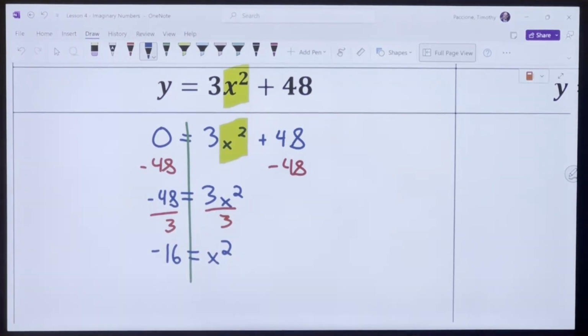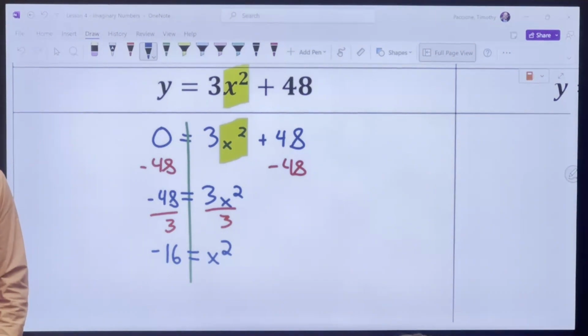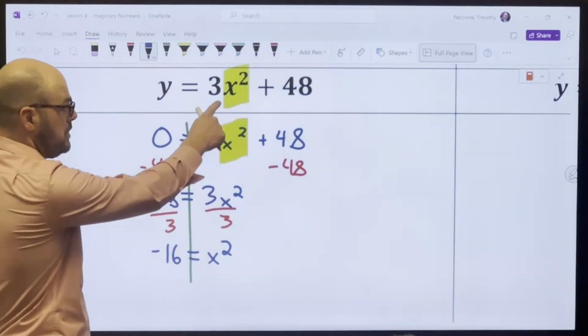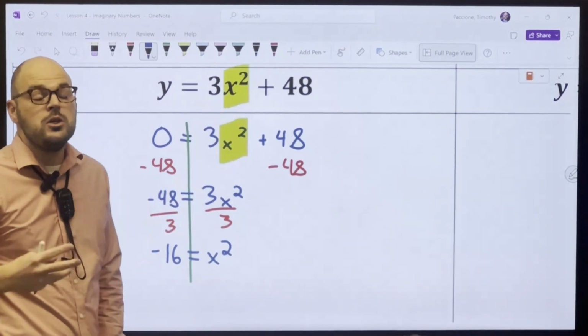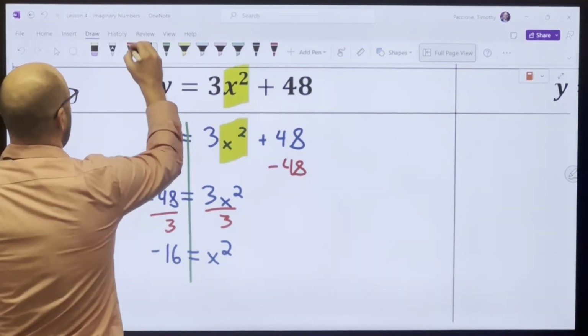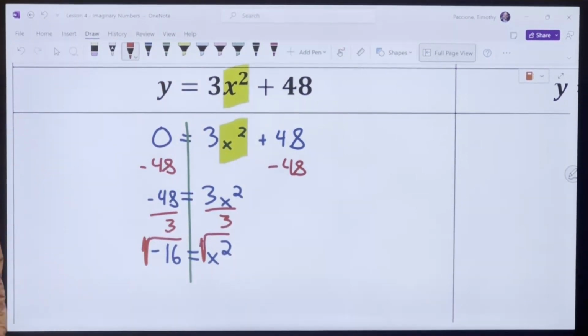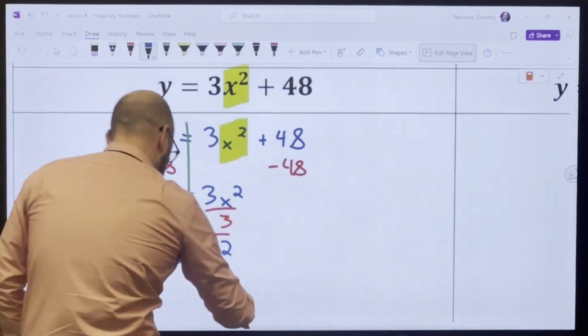Now, what's the step now that I've isolated? Yeah, I have to square root it, right? I have x squared. I want to know what x is. I'm trying to find a solution, an x, not an x squared. So I need to square root. So I square root, and I square root, right? Now, what do I get on this side, x?